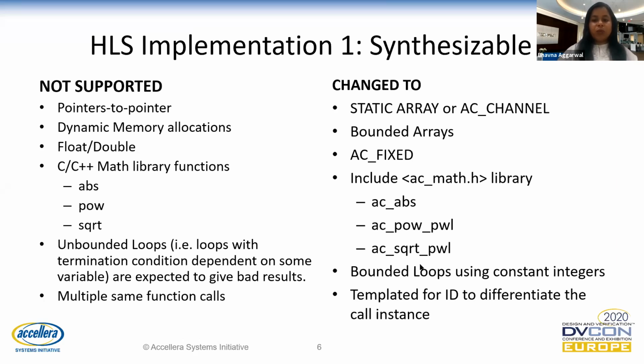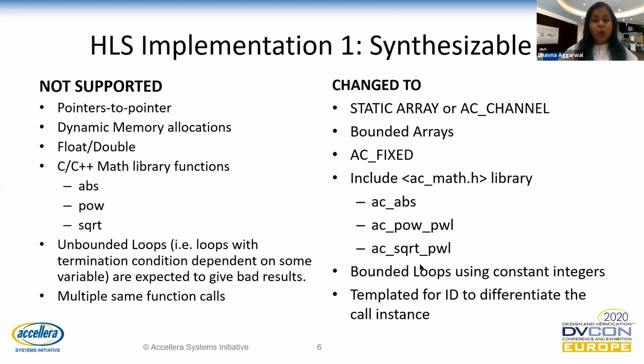Floating point numbers in software are used to present a higher range of values for accuracy and precision. Considering the hardware overhead for saturation logic of floating point numbers, C or C++ based float or double data members need to be modified to AC fixed or AC float synthesizable constructs.